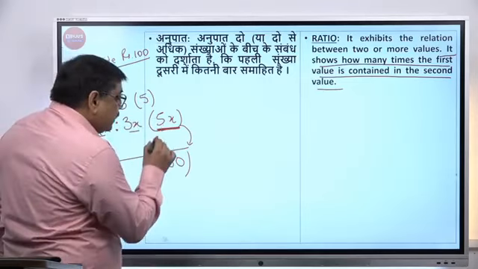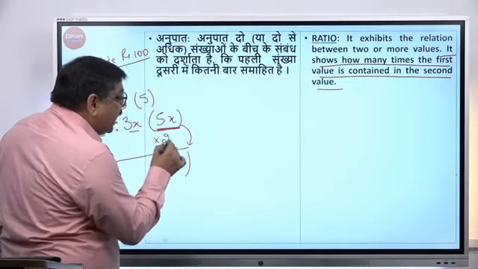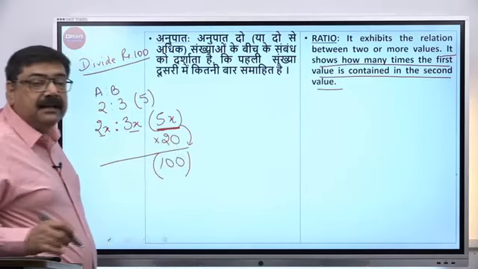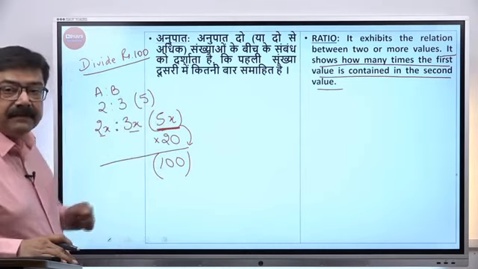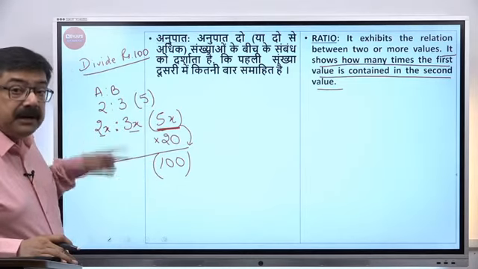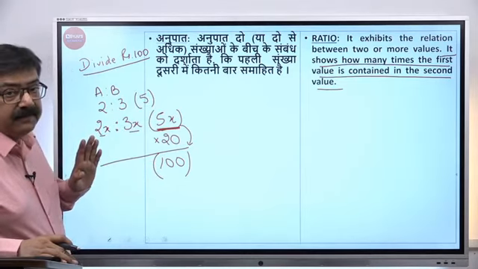So if we multiply 5 with 20, then we will get 100. What did we do here? We simply divided 100 by 5 to get the multiplier. Now this multiplier is common.